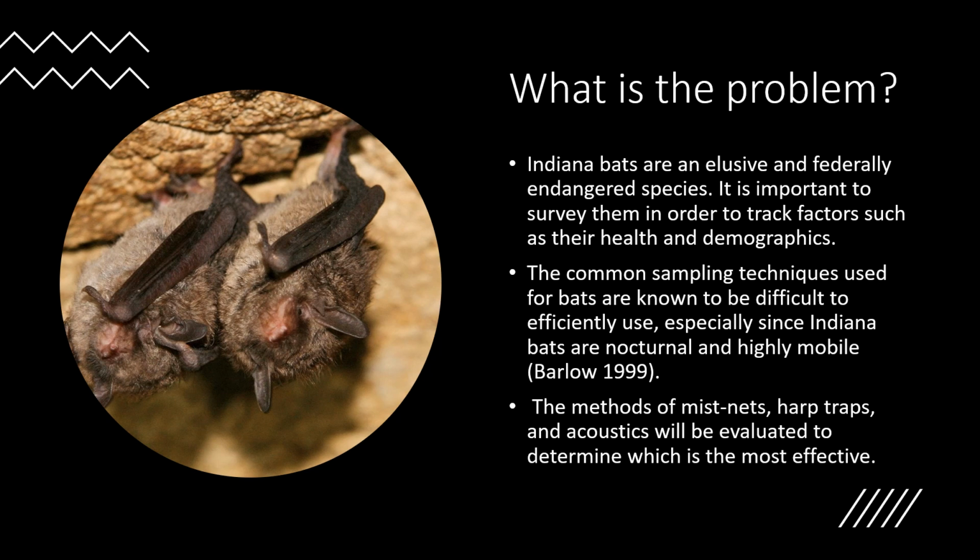The common sampling techniques for bats are known to be difficult to efficiently use. In the case of Indiana bats, they are known to be nocturnal and highly mobile. Therefore, the known methods, such as mist nets, harp traps, and acoustics, all have their own flaws. However, there are trade-offs for each.